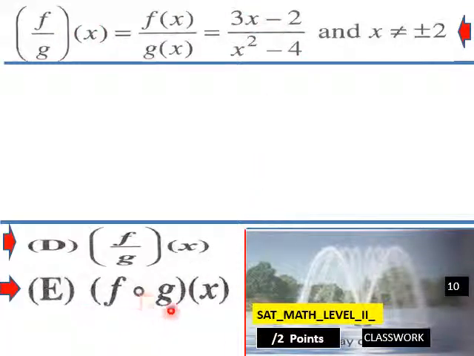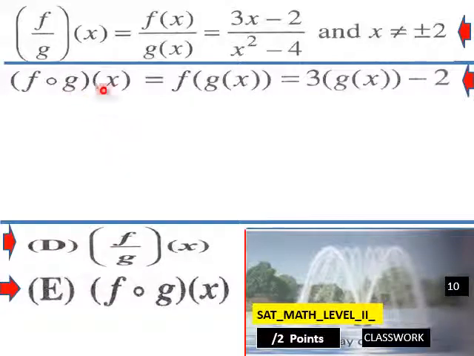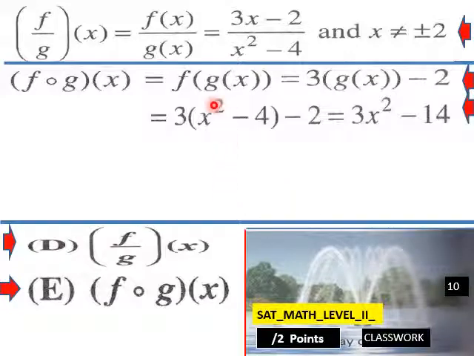And then E would be f of g of x. So to do that, f of g of x would be 3 times g of x minus 2. So we substitute g of x here for x. So the 3 times g of x, we put g of x here for x. So we have 3 times x squared minus 4 minus 2. And then when we combine similar values here, we end up with 3x squared minus 14. 3 times negative 4 minus 2 would be negative 14.